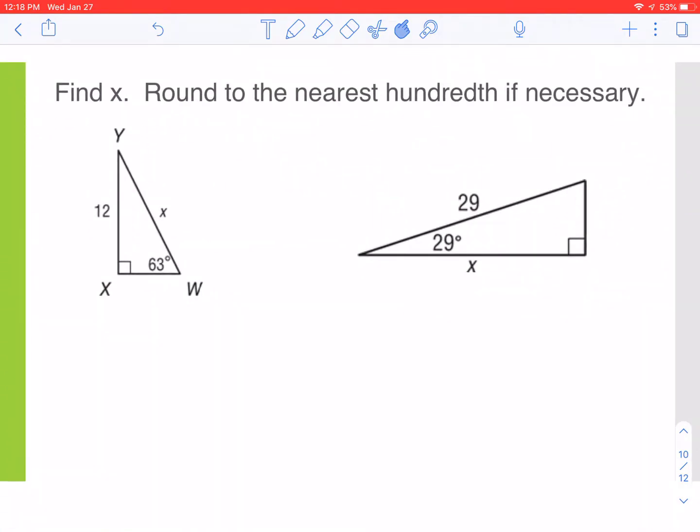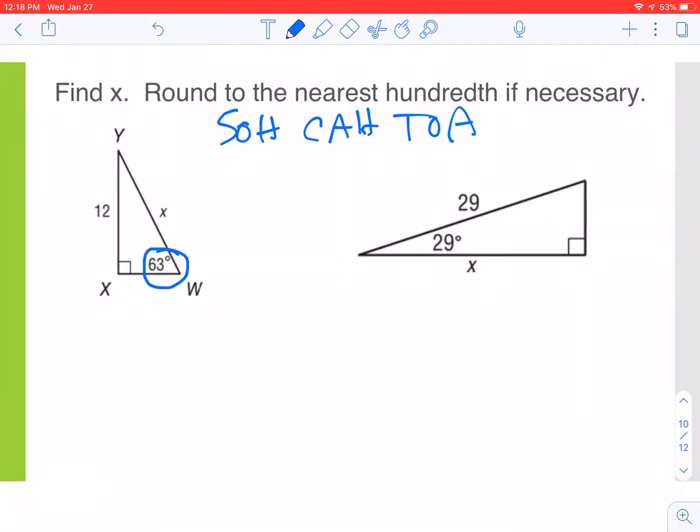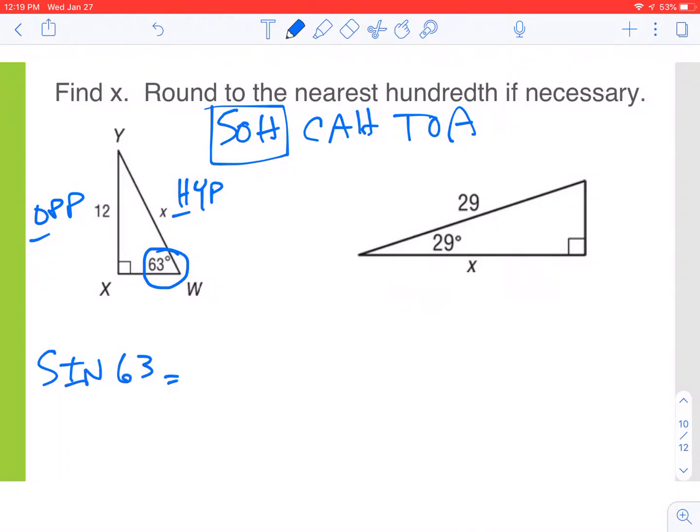We got 2 here. I'm always going to have my handy dandy SOHCAHTOA out and ready to go. First step, circle my angle and then label my sides. 12 is opposite of 63. X is hypotenuse. So I look at my O and my H. I'm going to use sine. Sine of 63 equals opposite, which is 12, over hypotenuse, which is x.